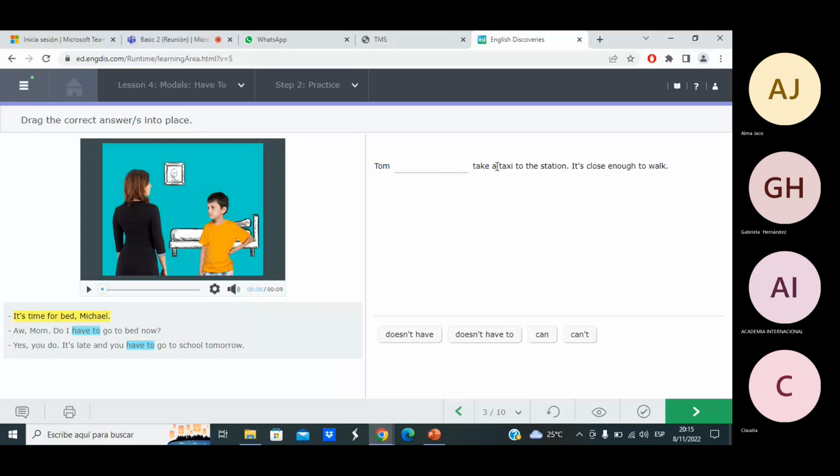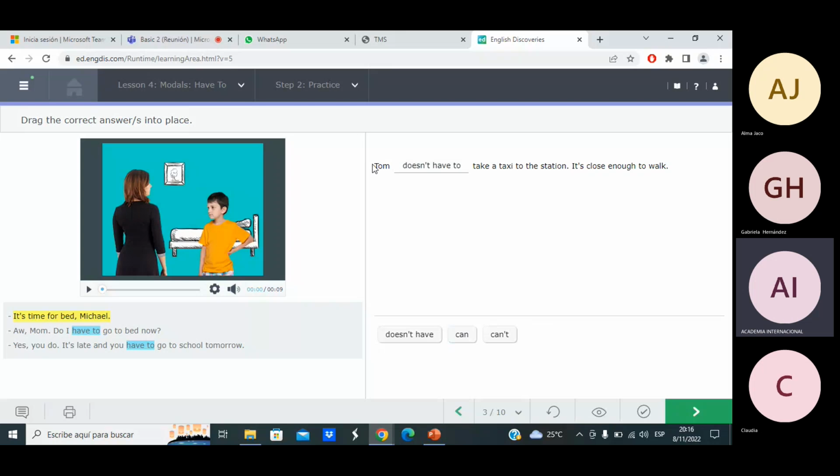Tom, take a taxi to the station. It's close enough to walk. Just pay attention first, and pay attention to the sentence and the options that we have. It's very easy. Doesn't have to. Okay, doesn't have to. Está bien fácil, ¿verdad? Ahora, si ya le damos sentido con la hora toda, es como, Tom doesn't have to take a taxi to the station.